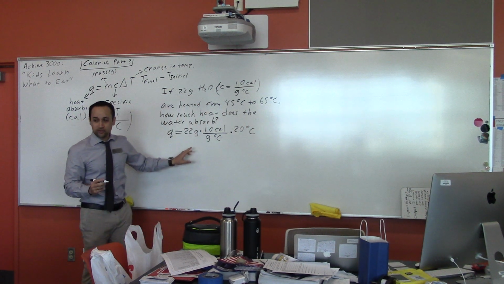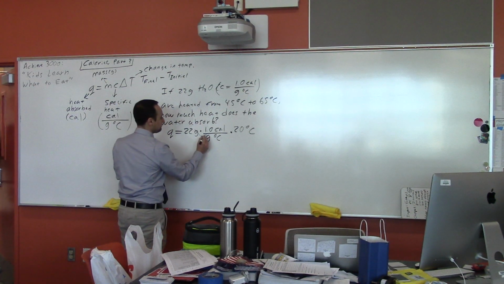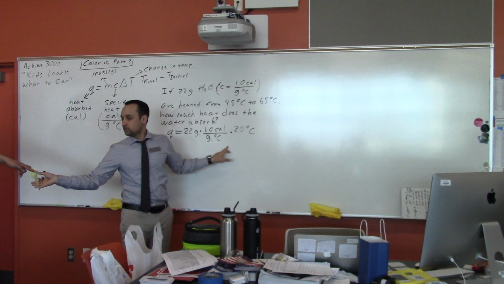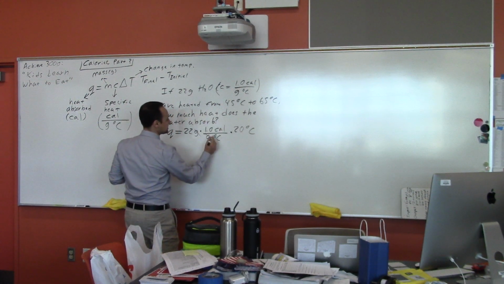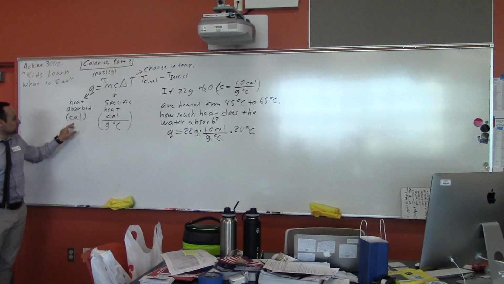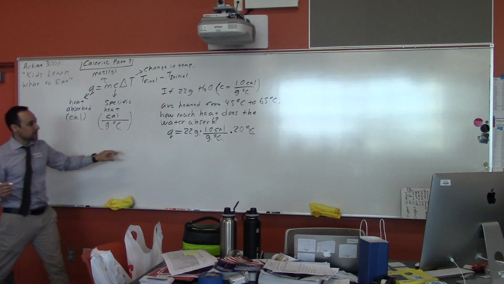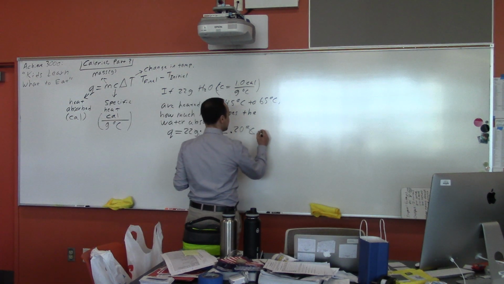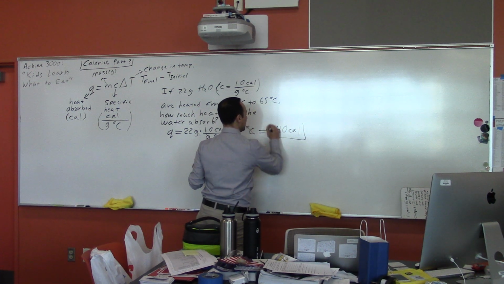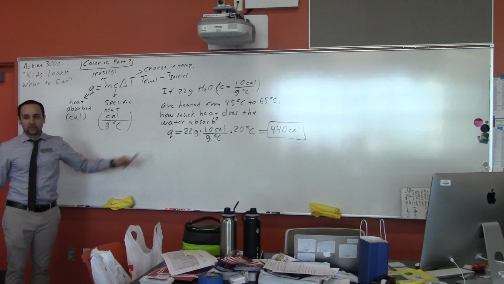Okay, and now look at the unit, scholars. Grams times 1 over grams, what happened to the grams? Cancel out. Celsius degrees times 1 over Celsius degrees, what happens to the unit? Cancels out, good. What's the unit we're left with? Calories. And were we looking for calories? It's Q. Is Q measured in calories? Yes. So it's left, and that equals 440 calories. Is that what we got, Paula? Good job. All right, so that's problem 1.